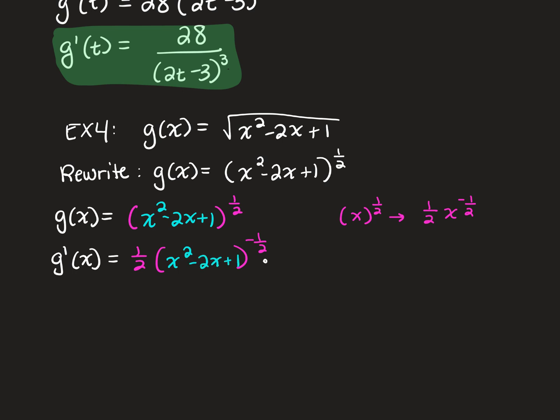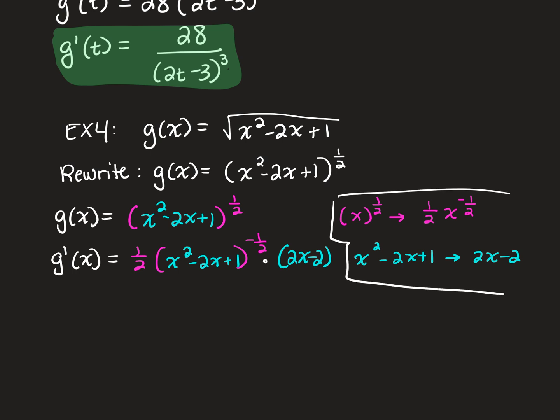And then we'll multiply by the derivative of the inner function. So x squared minus 2x plus 1, we know, has a derivative of 2x minus 2. So we would multiply by 2x minus 2. Let me separate these a little bit here so we're not getting them confused with our actual derivative.